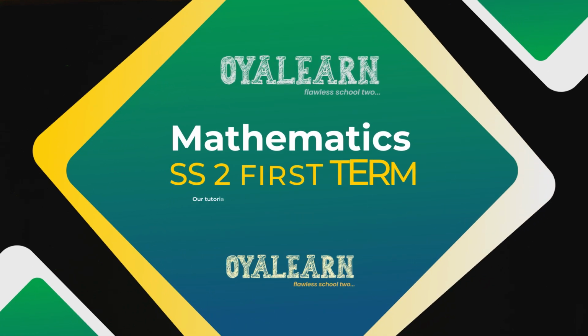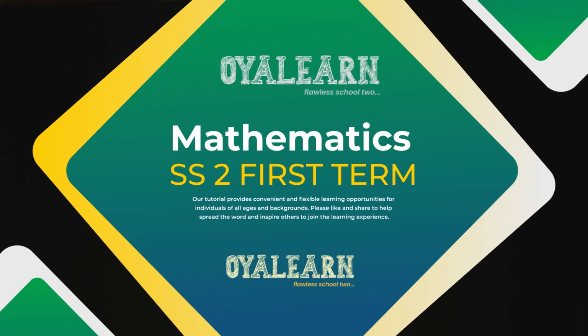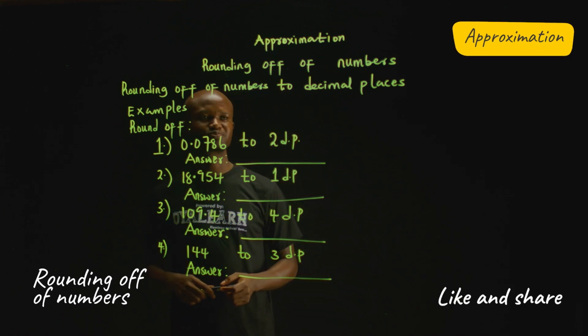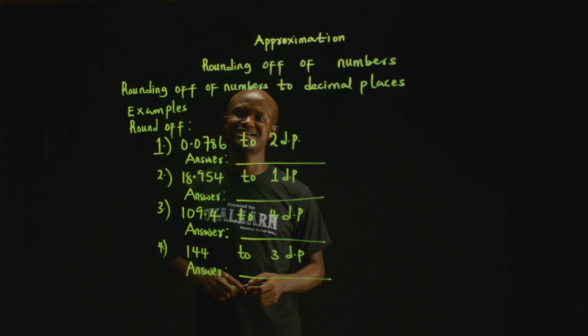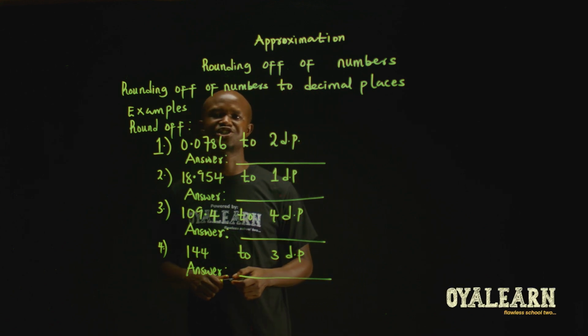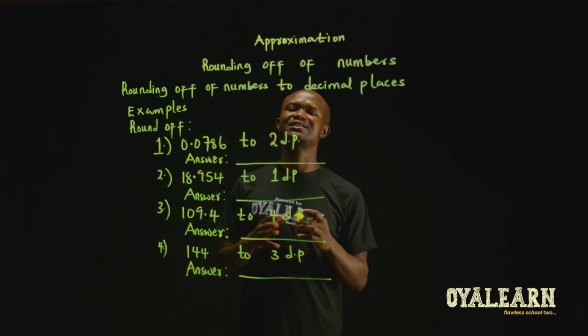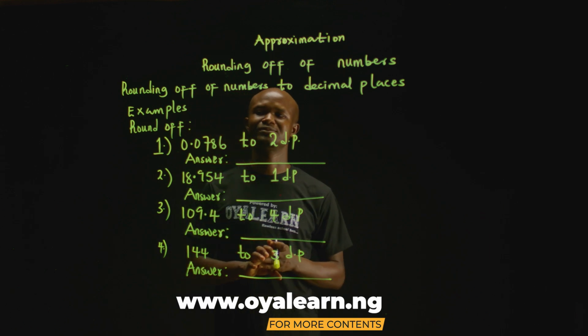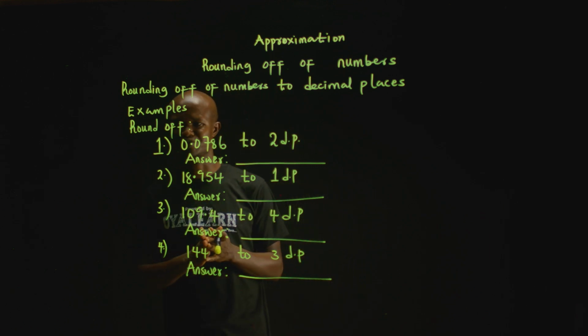Rounding off of numbers to decimal places. For decimal places, you need to consider the decimal point and put into consideration the particular decimal place you're asked to solve in that problem. Now, let's look at the first question here.